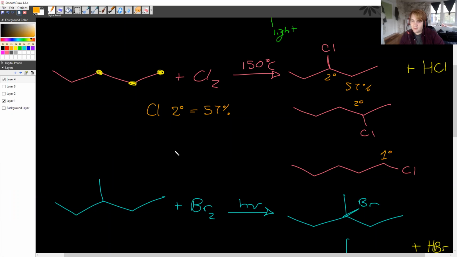Versus for this primary halogen, we get about 43%. So we have almost a 50-50% mixture, right? Not very selective, especially since collectively this is 57%. So maybe one of these is half of 57, 25, 25, 43. But honestly, what we have is just a mixture of products, right?